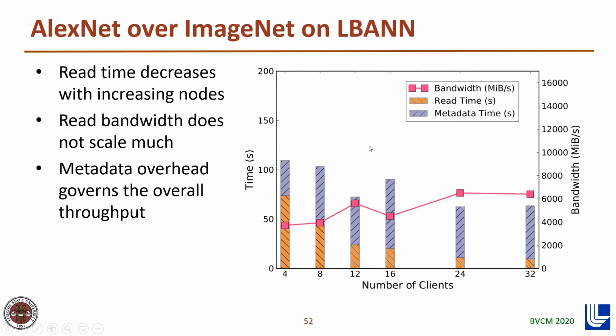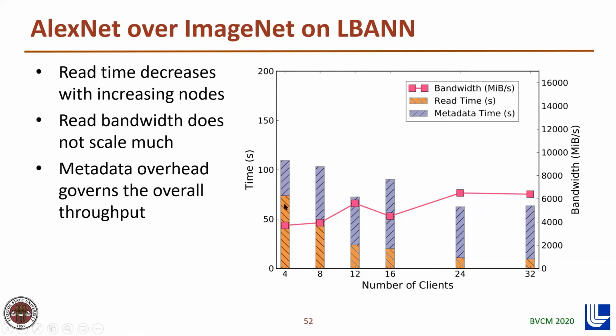Now for the deep learning application workload tests, we had the number of processes per client equal to 8, and we increased the number of clients from 4 to 32. On the x-axis we have the number of clients, and on the y-axis we have the latency, broken down into the read time and the metadata time as reported by Darshan. On the right side of the y-axis, we are also reporting the bandwidth, shown by this line curve.